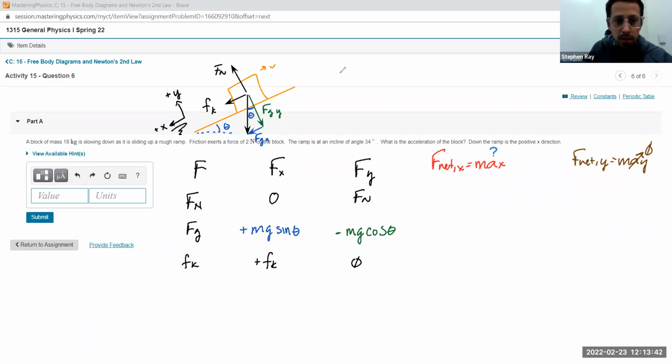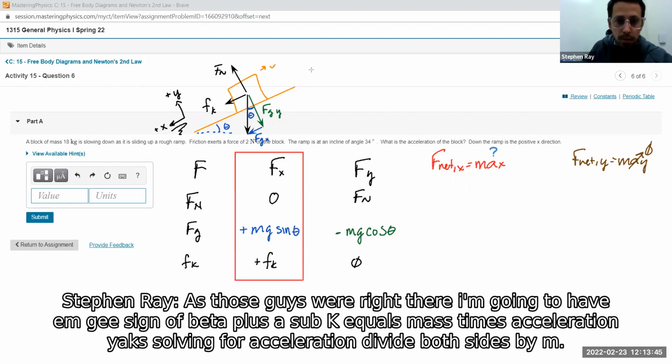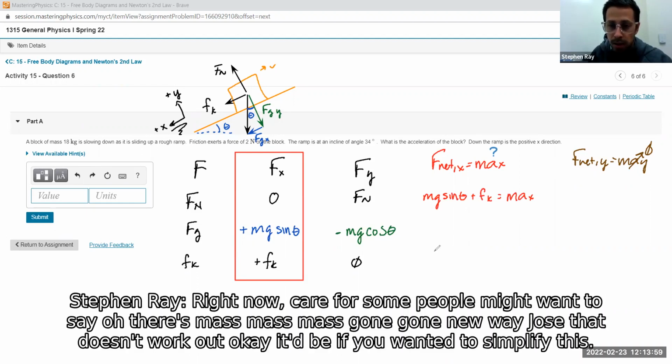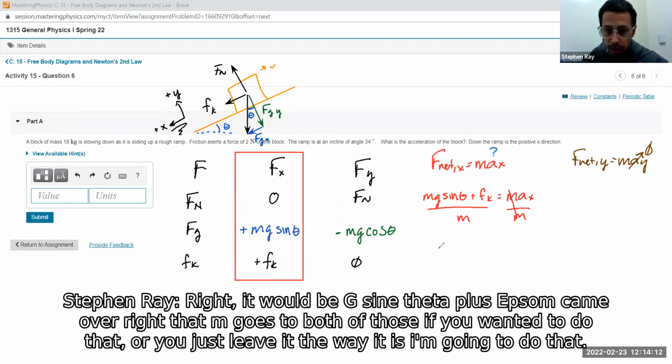F net in the x, that's those guys right there. I'm going to have mg sine of theta plus f sub k equals mass times acceleration in the x. Solving for acceleration, divide both sides by m. Now, careful. Some people might want to say, oh, there's mass, gone. No way, Jose. That doesn't work. If you wanted to simplify, it would be g sine theta plus f sub k over m, because the m goes to both of those. Or you just leave it the way it is.